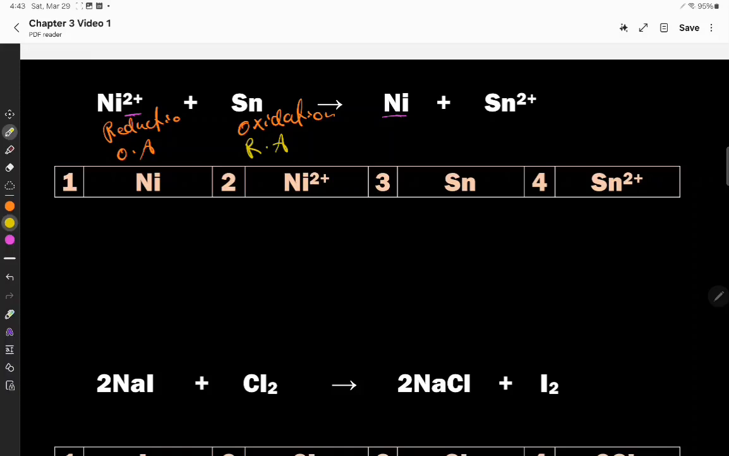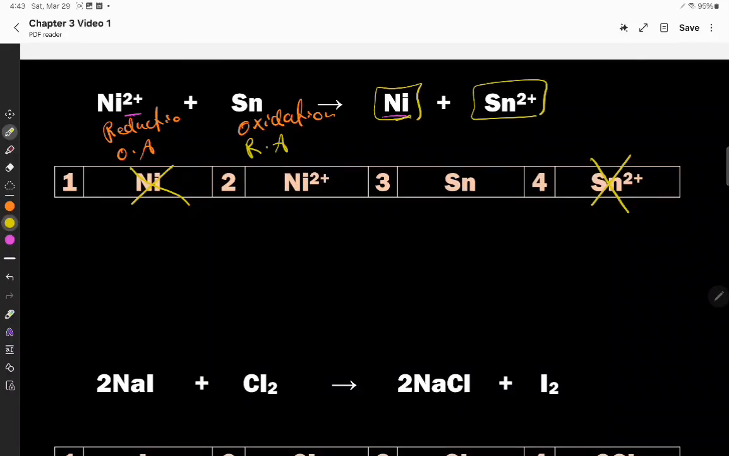Now we will cancel what is after the arrow. Ni0 after the arrow, we will cancel it from the choices. This step is very important because sometimes you get confused. Should I choose the element which is in free state 0 or the element with a charge? So cancel what comes after the arrow. Sn 2 positive, where it is, this is choice number 4.